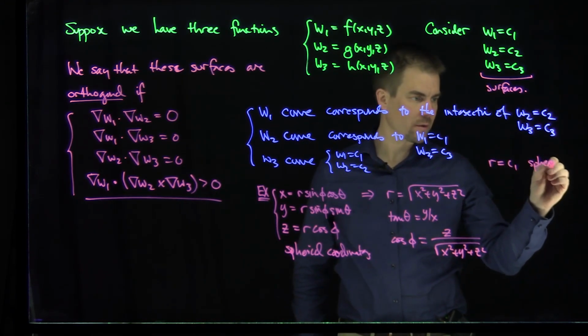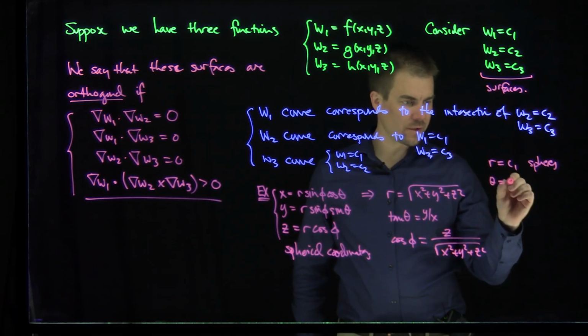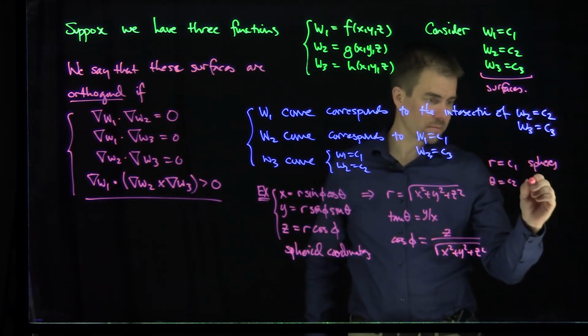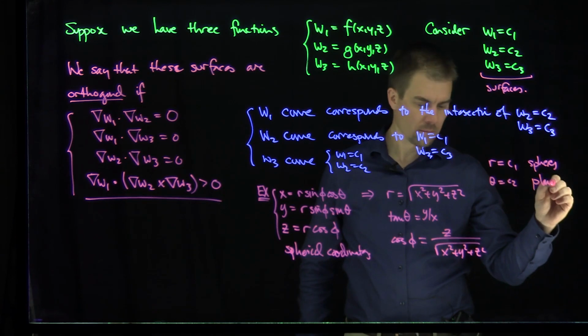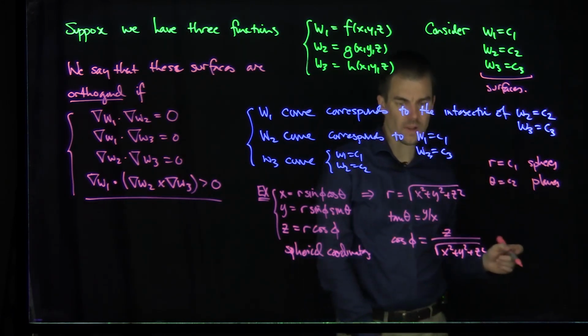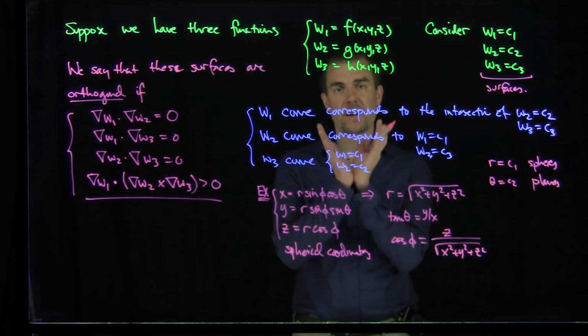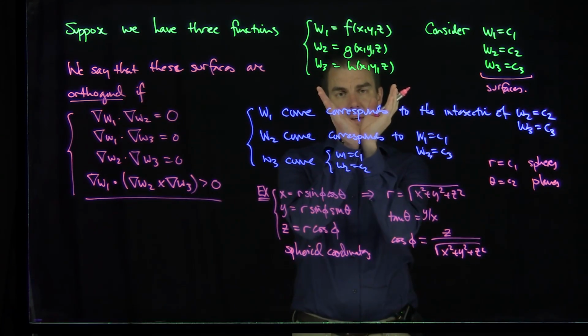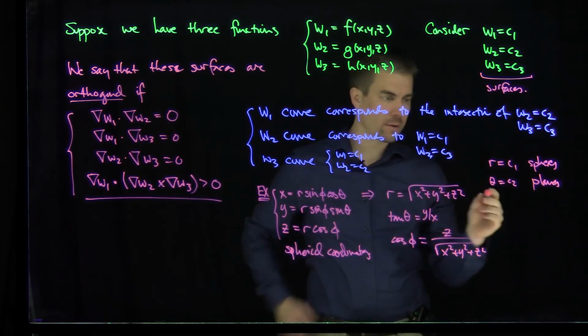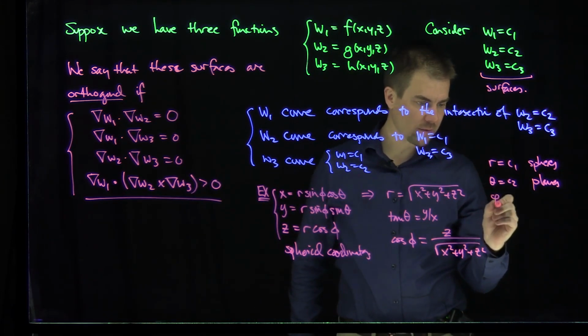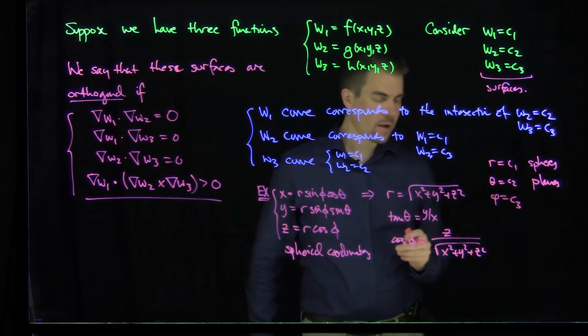Theta equals c2 are going to be planes. And what will phi equal constant be? When phi is equal to a constant, those are going to be conical shapes, right? So phi equals c3 are going to be what?